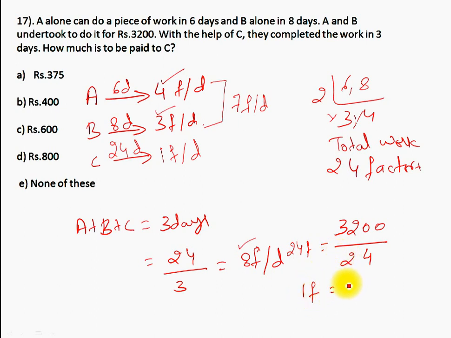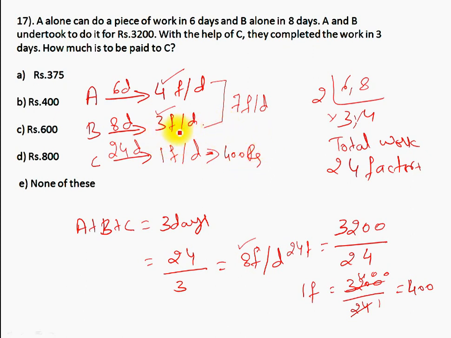For one factor it will come out to be 3200 divided by 24, that is 400 rupees for one factor. Whoever is working for one factor, that person will get 400 rupees. In the question, how much is to be paid to C? So here, since C is working only for one factor, C will get 400 rupees.